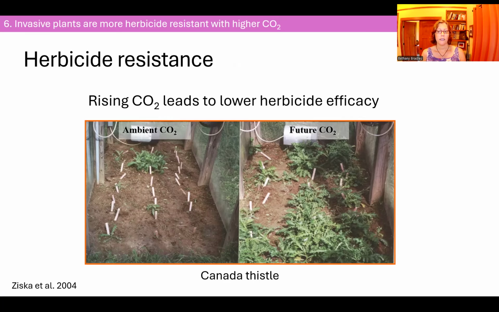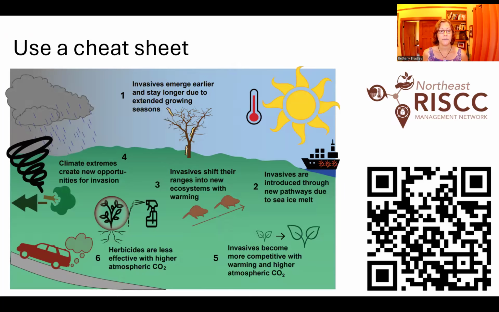And this is because with increasing CO2, plants seem to put a lot more of their biomass below ground in their roots. And so the recommended amounts and numbers of times that you might need to apply herbicides may be becoming less and less effective because invasive plants are more likely to recover from that below ground root biomass.